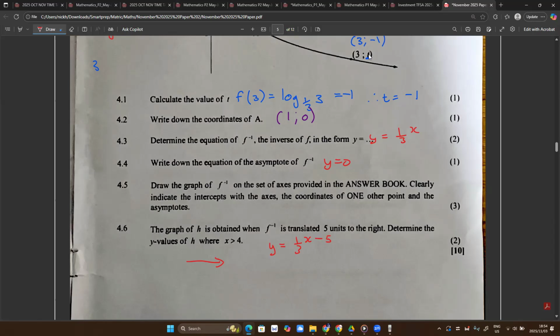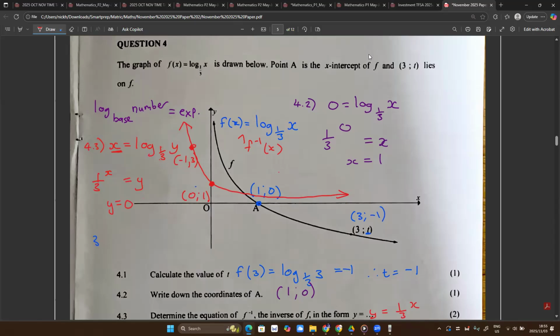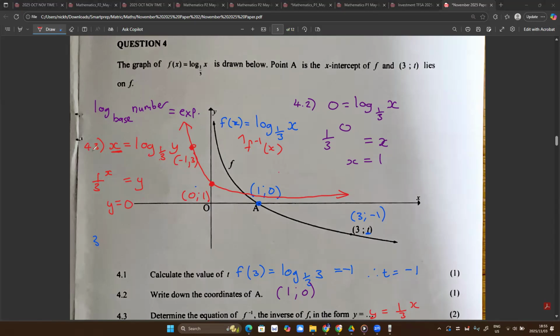Okay, so we can break this up. And so 5 units to the right. So let's just draw that. I'm going to just draw that. So if we were to move all this to the right, it would go this way, right? And it would have a new intercept. And so if we were to, let's just draw it here.